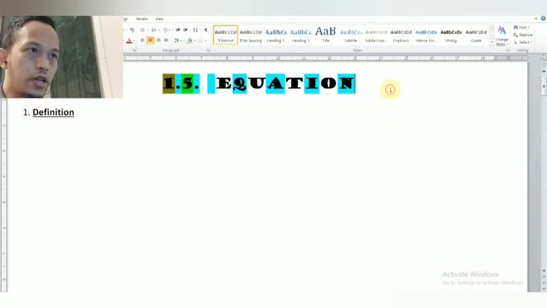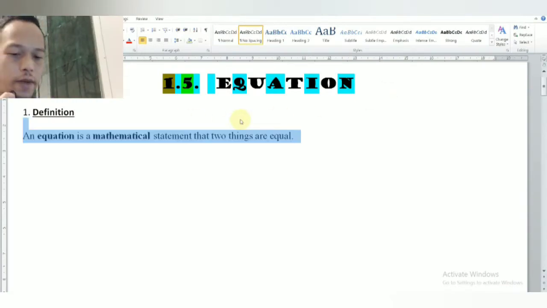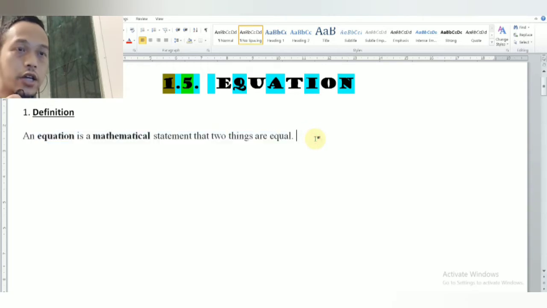Speaking about equation. What is the definition of equation? Let's recall expression. Expression is a sentence in mathematical language. It's the same with equation, but an equation is a mathematical statement that two things are equal.